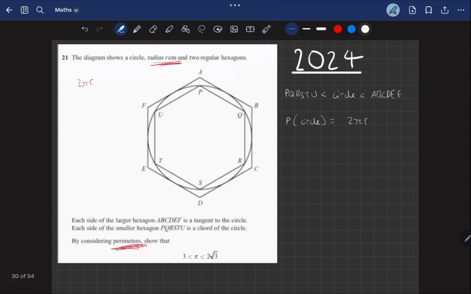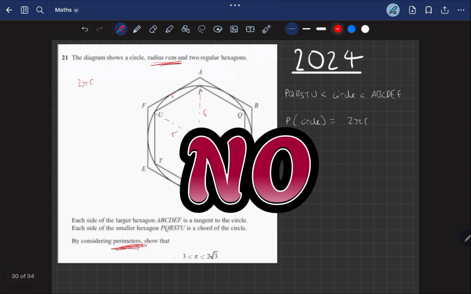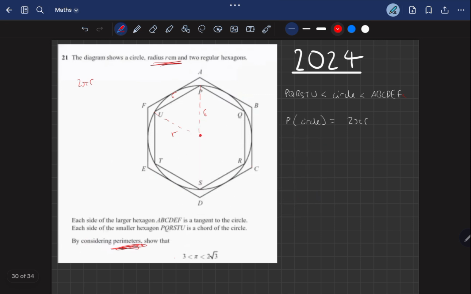Now, let me just mark on the center. Okay, and we know that this distance is going to be the radius because it touches the circle, and this distance is also going to be the radius which touches the circle. And if you look at it, we can just say that UP is the same as r, right? Because they look approximately the same. No, we don't do guesswork. It is r, but how do we prove that it's r?